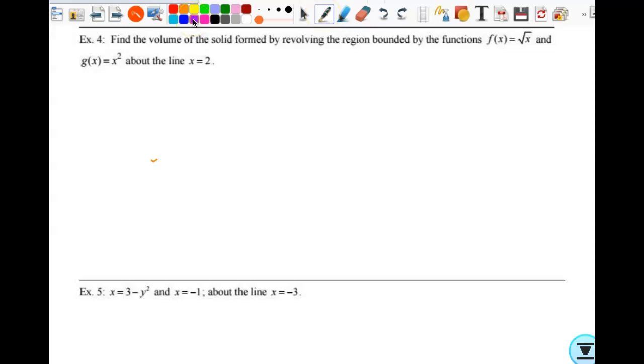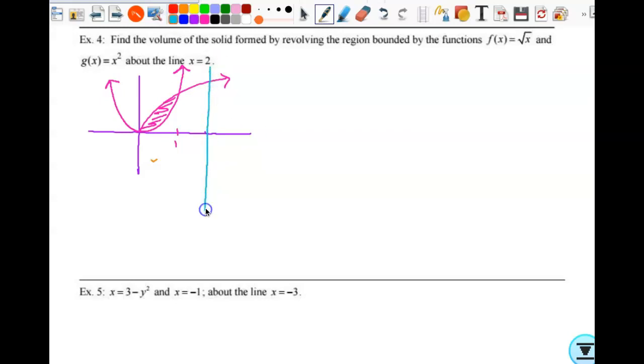All right, find the volume of this solid formed by, okay, so now we have square root of x, and x squared. We've already done this, so we kind of already know what's happening, right? We know that this is at 1. And I'm supposed to revolve it around the line x equals 2, which is this line right here.